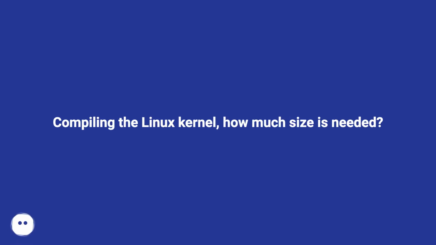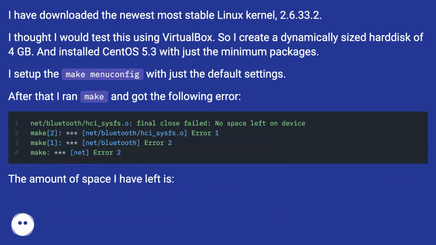Compiling the Linux kernel, how much size is needed? I have downloaded the newest most stable Linux kernel, 2.6.33.2. I thought I would test this using VirtualBox. So I created a dynamically sized hard disk of 4 GB, and installed CentOS 5.3 with just the minimum packages.